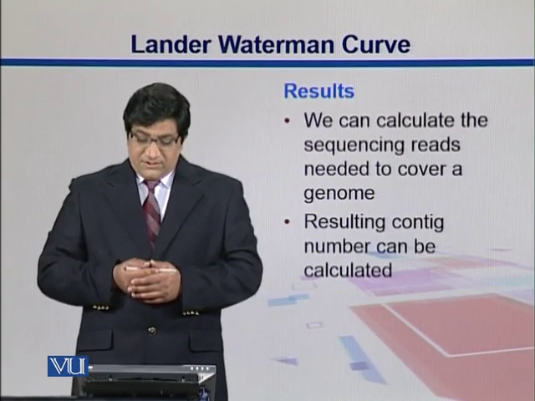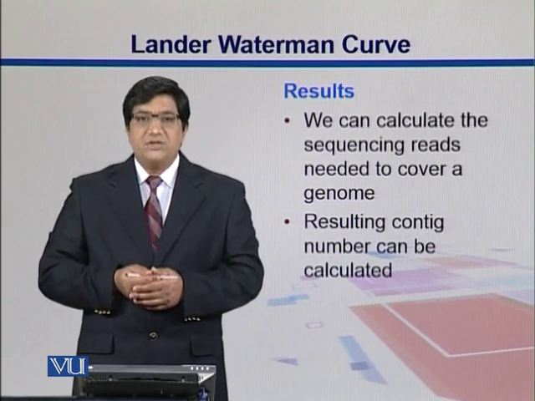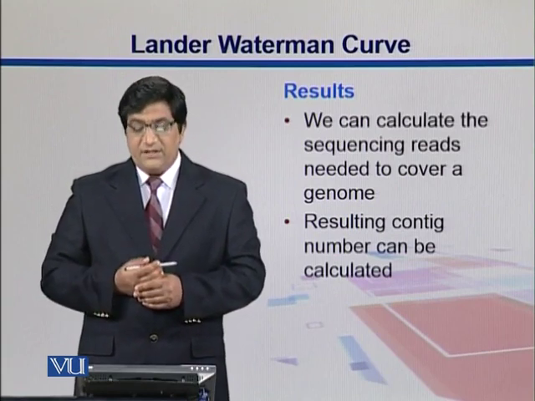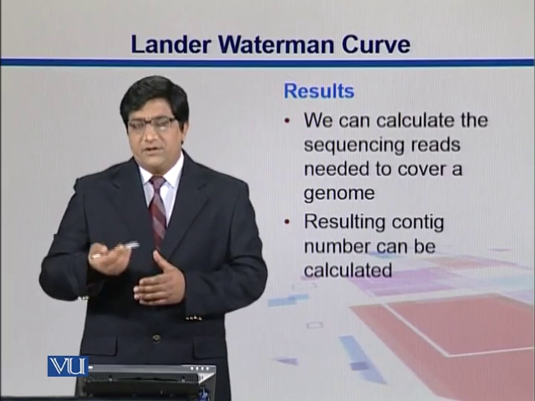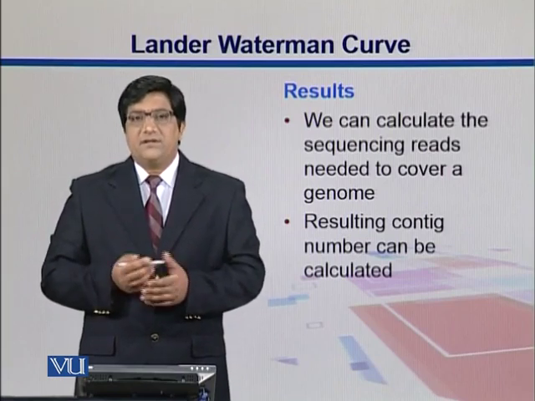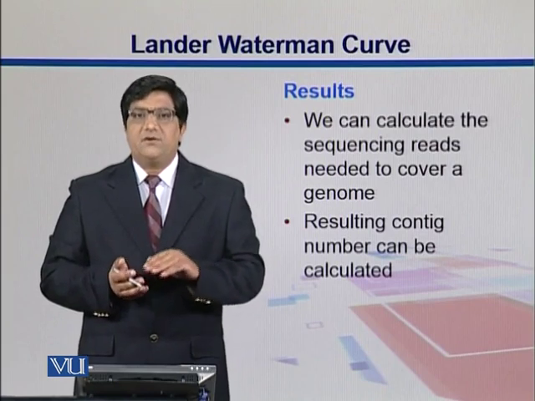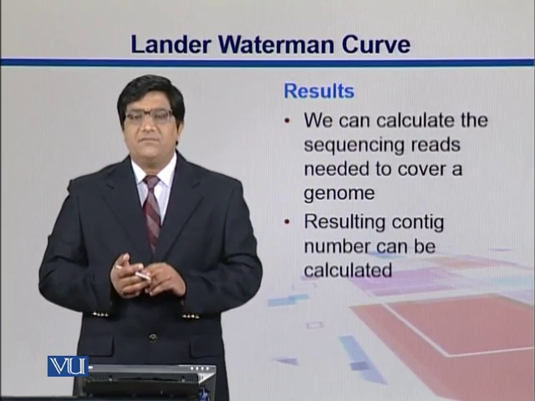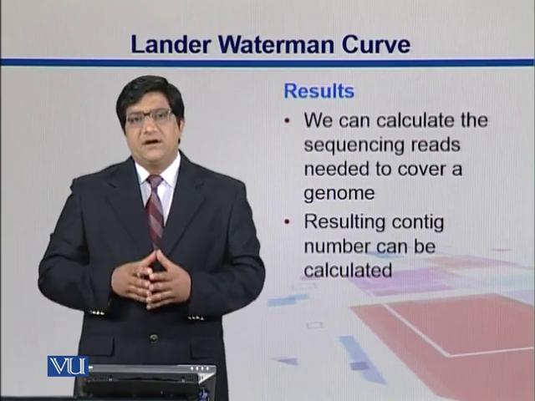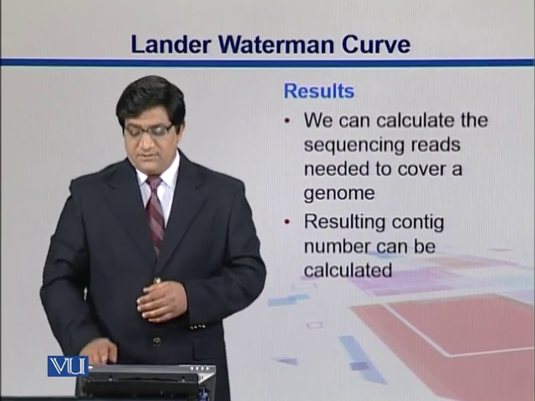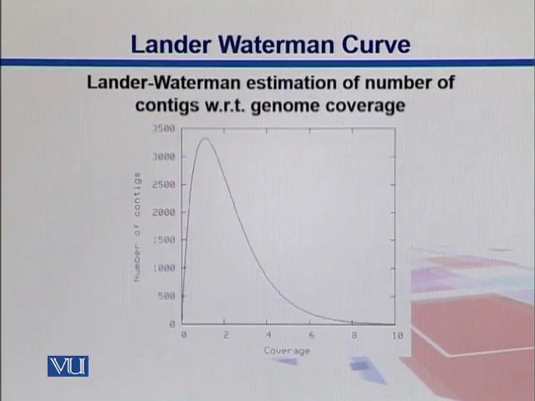So we can calculate the sequencing reads needed to cover the genome, and we can also have an estimate of the resulting contigs. In the other way around, if we want to know how many contigs we can assemble, we can estimate it through the coverage. In this equation, you can correlate coverage versus number of contigs, as we see here. The number of contigs is on the y-axis, whereas the x-axis is your coverage.